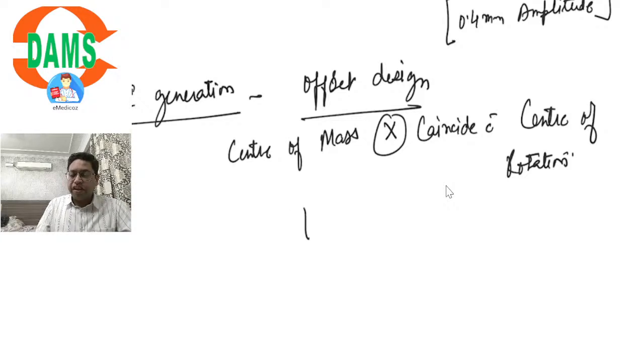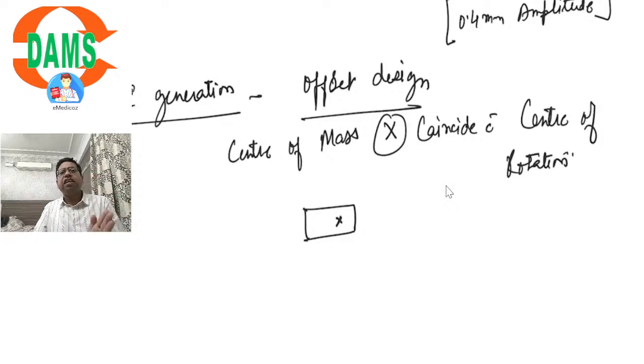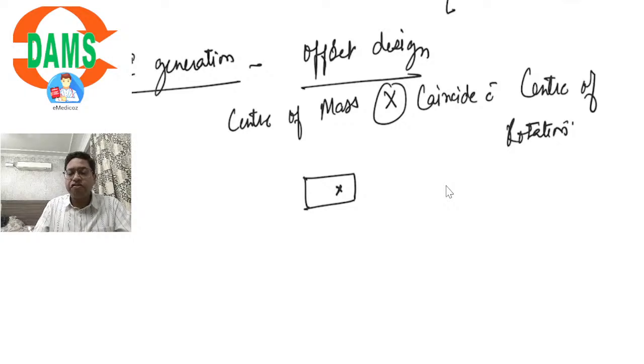So, the instrument is represented something like this. Suppose this is a cross section of an instrument, and this X represents the axis of instrument rotation. You can see that the axis of instrument rotation is eccentric, not in the center. So the center of mass of the instrument does not coincide with the center of rotation. They have an offset design.